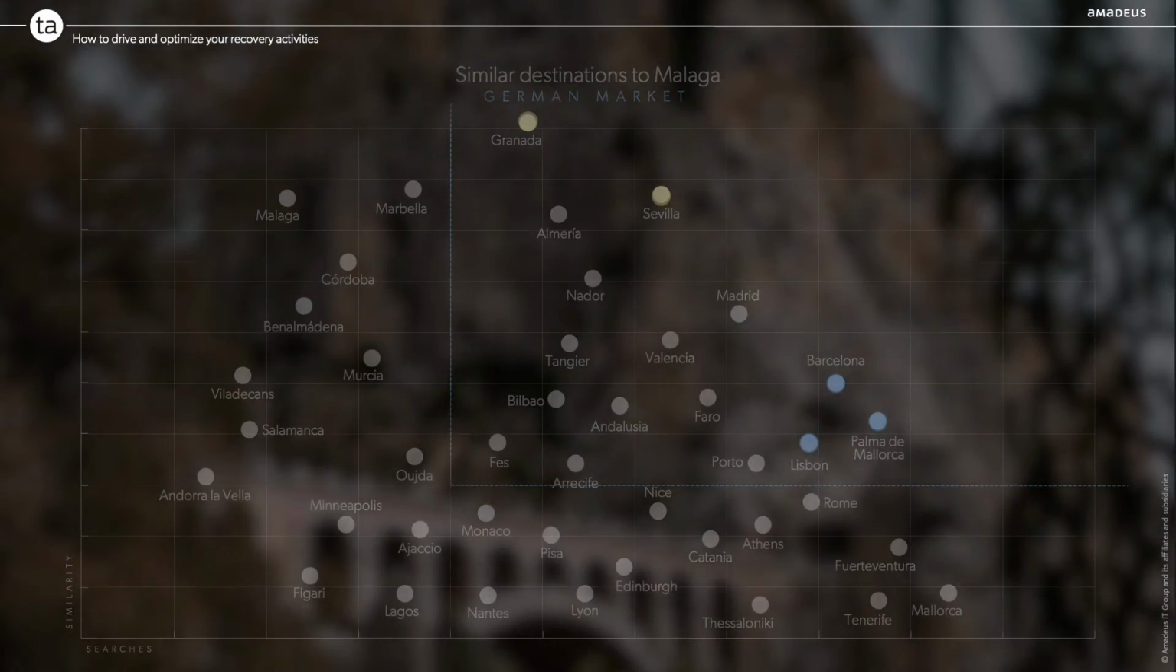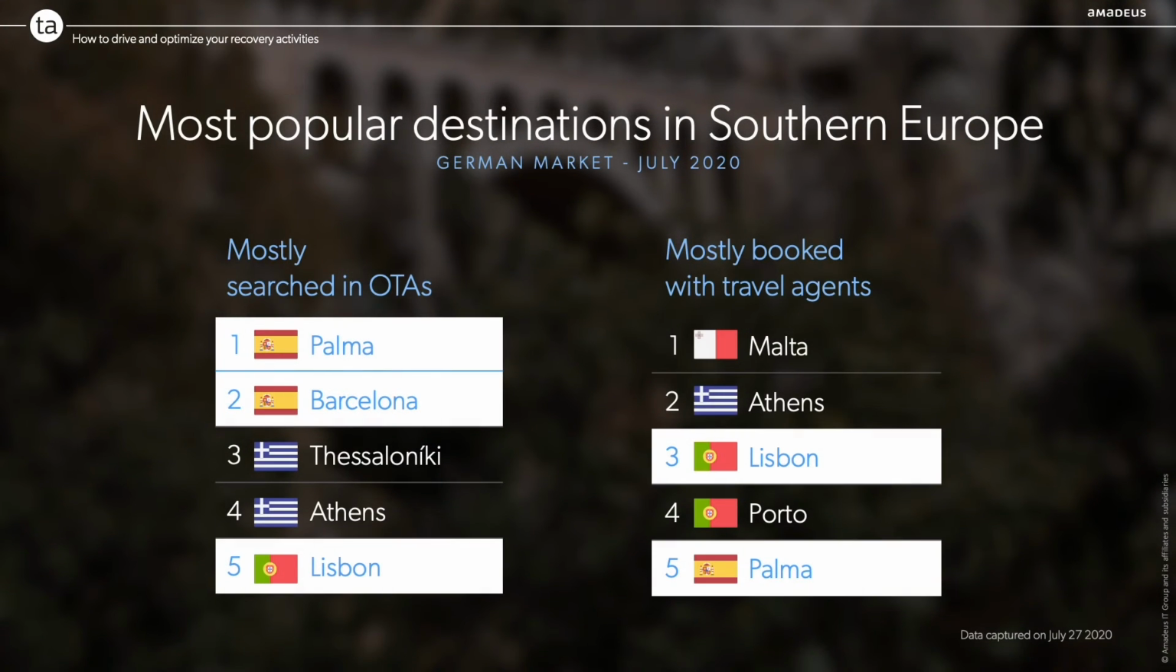Coming back to the demand and bookings from the German market. If we know that German visitors are interested in destinations that have similar offerings to what Malaga has, this is a good indicator for a campaign with a high conversion potential. That's why it makes sense to target users who are currently searching for Palma, Barcelona, or Lisbon. All we need to do now is convince them that they should go to Malaga instead.